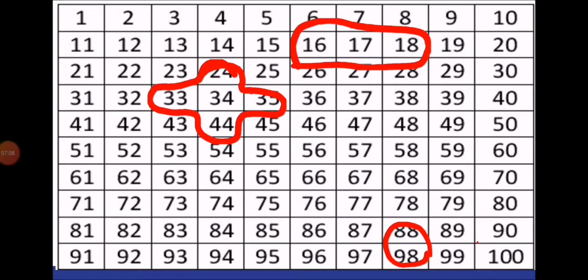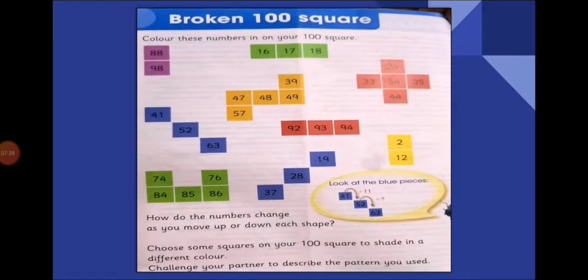Now if we look at 24, the numbers are moving downwards: 24, 34 and 44. It means the numbers are increasing by 10 because the pattern is going downward. And the pattern is going from left to right, from 33 till 35: 33, 34, 35. They are increasing by 1. So this pattern we will color red.